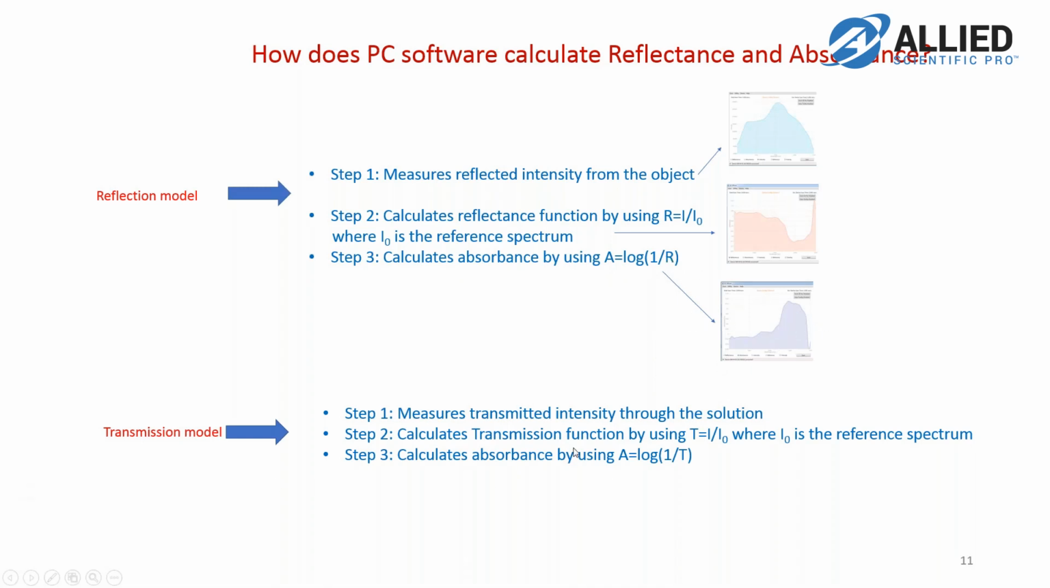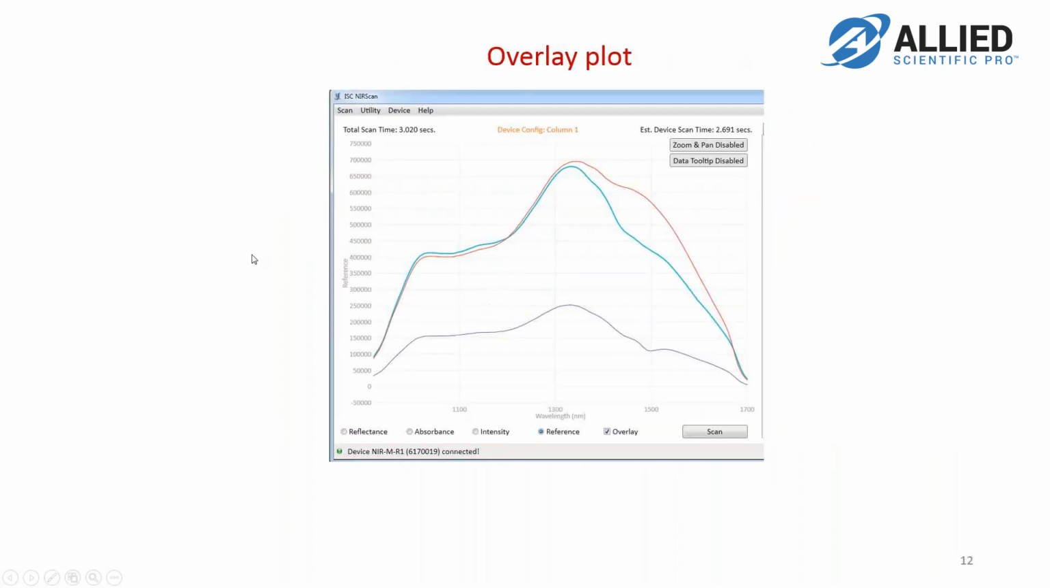For the transmission model, it measures transmitted intensity through the solution and calculates the transmission function by using T equal to I over I0, and then the absorbance is log of 1 over T. So this is the simple math behind converting reflectance into absorbance, or transmission into absorbance.